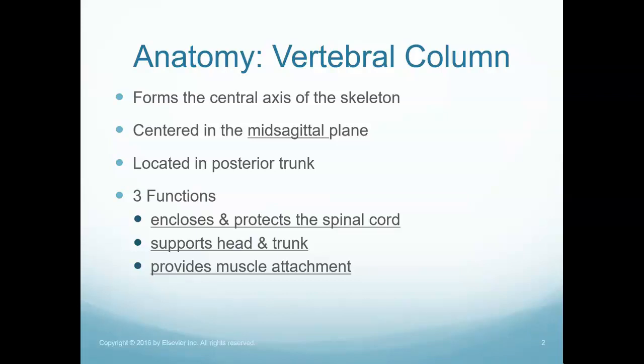Number two, it supports our head and the trunk of our body. Without the vertebral column, our head would be like a bobblehead, basically. There wouldn't be any support for the head. Number three, it provides muscle attachments. Not all, but a lot of our muscles attach to the vertebral column, whether in between the vertebrae or for a major muscle such as the psoas muscle.